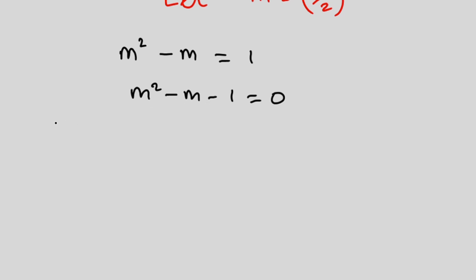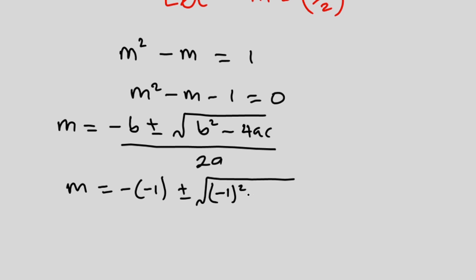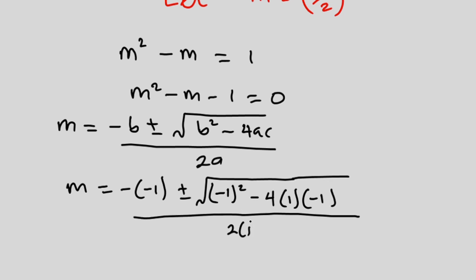So with the quadratic formula, we have m in this case will be equal to minus b plus or minus square root of b squared minus 4ac, all divided by 2a. b is the coefficient of m, which is -1, so we're going to have m is equal to minus -1 plus or minus square root of -1 squared minus 4 times a, which is the coefficient of m squared, which is 1, then times c, which is the constant over here, that is -1, all divided by 2 times a, where a is 1.